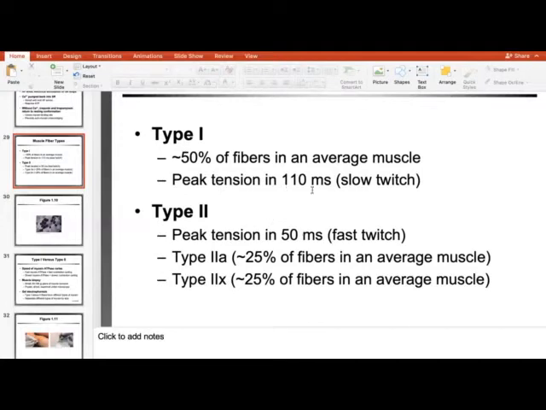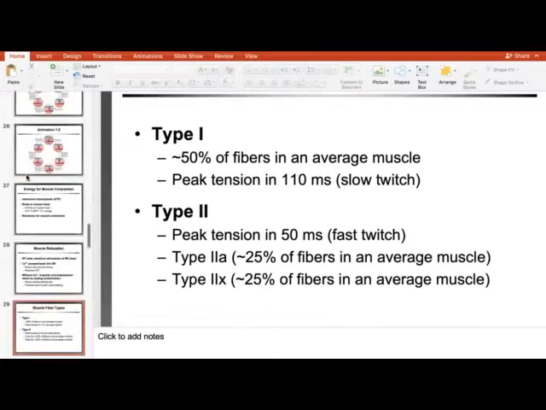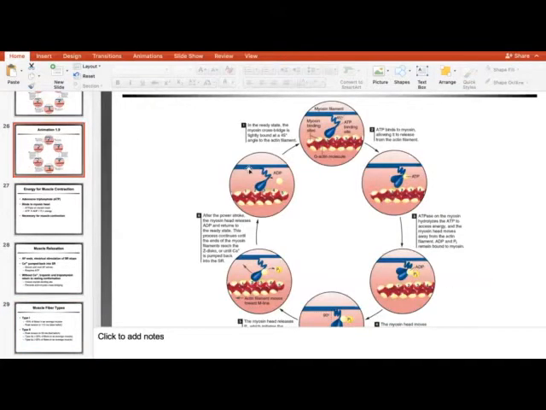And it takes much longer for those type 1 muscle fiber types to reach their peak ability to create force. Tension in a muscle is also force. It takes about 110 milliseconds for these type 1 muscle fiber types to allow all of this stuff to occur.